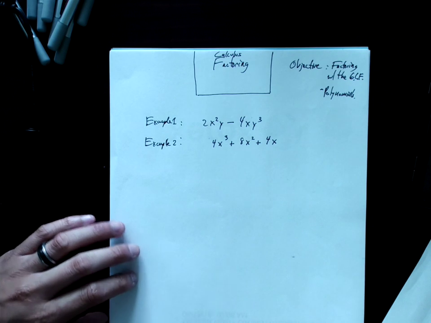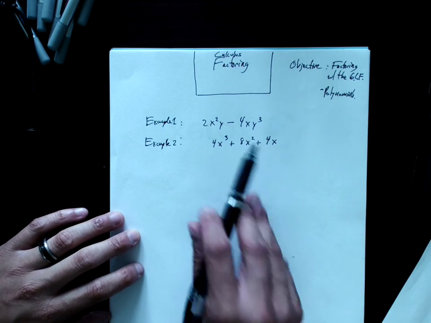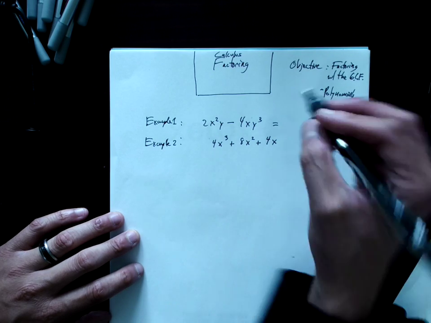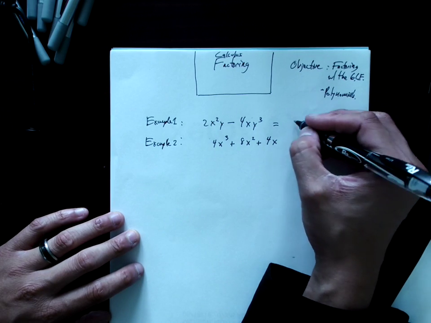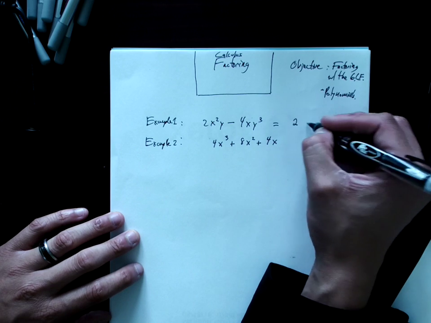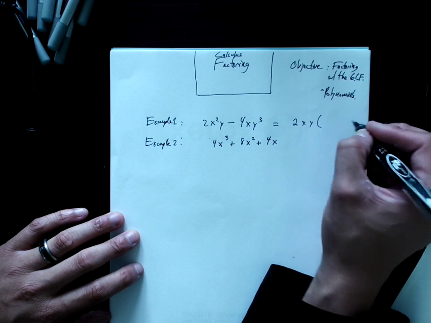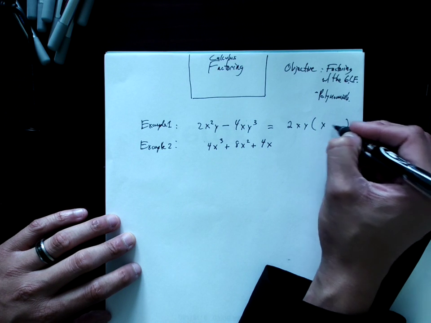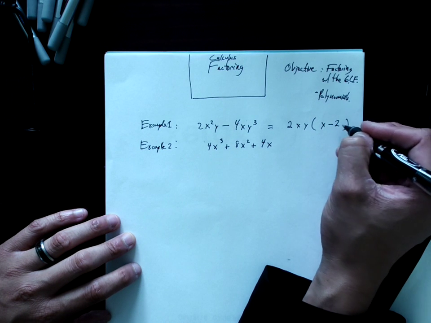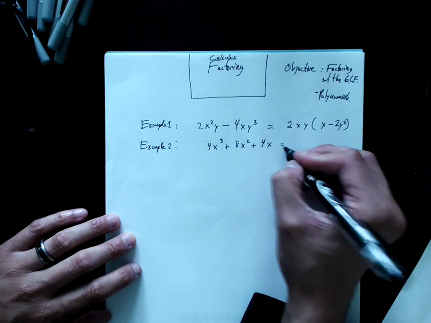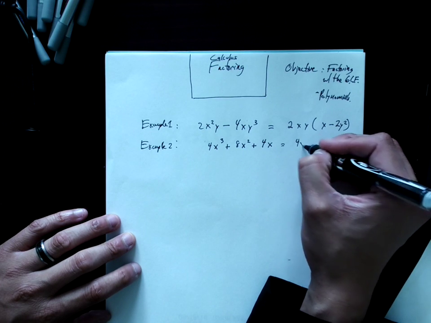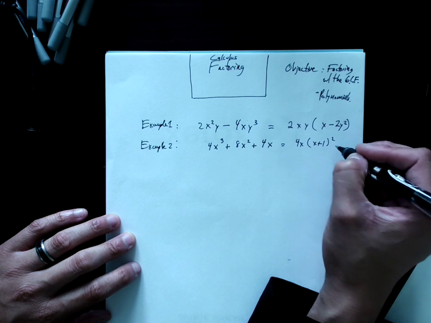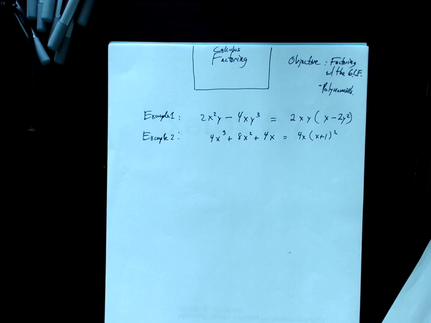One of the things we're going to look at is the final result of this one here. If you factored this one out, hopefully you noticed that they have a 2, an x, and a y in common. What's remaining is x minus 2y squared here, and in this one we can factor out 4x, and what remains is the quantity x plus 1, squared. See if you get that one.